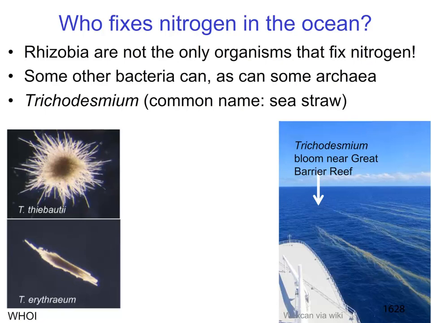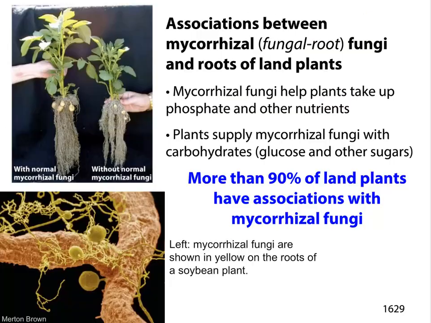Now, these guys, rhizobia, are not the only ones that happen to fix nitrogen. Some other bacteria can. Some archaea can as well. One good example in the ocean of somebody who can fix nitrogen, the common name is the sea straw. You can see them bloom over different parts of the oceans, realizing that they are fixing nitrogen and putting it into a form that plants can use.